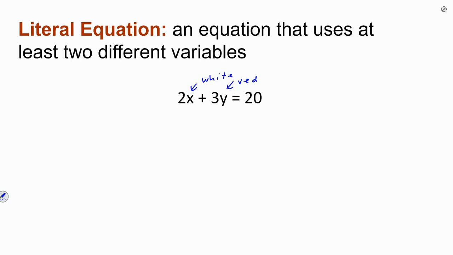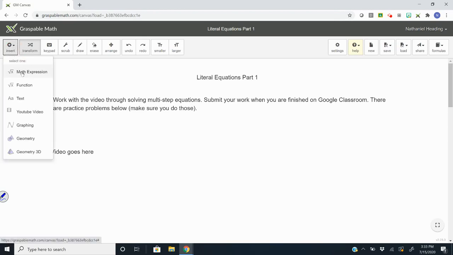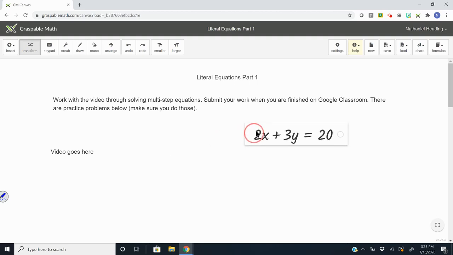So I'm going to jump over to Graspable Math and show you how I can manipulate this like I would any other equation. Now that I'm here in Graspable Math, let's go ahead and insert the equation that we created. So I'm going to insert math expression and then type what we had. So 2 times white plus 3 times red equals 20. So I have this equation, and what it was asking me to do is write an equation basically relating the red to the white. And it's asking me to get the white by itself.